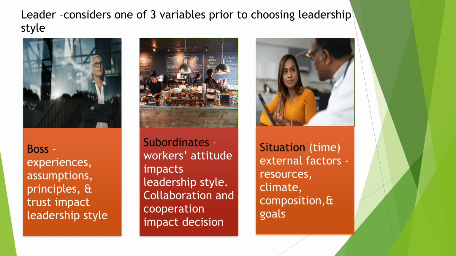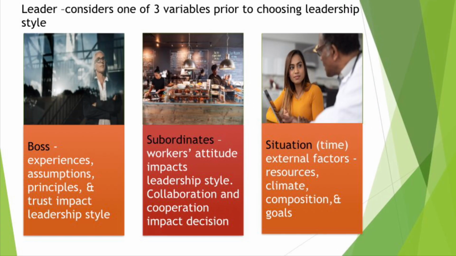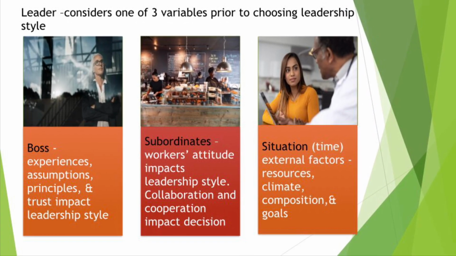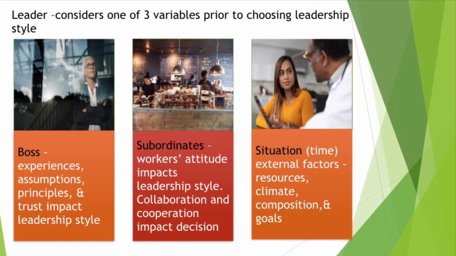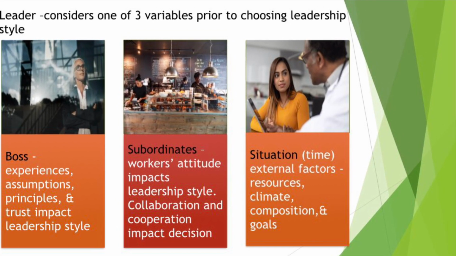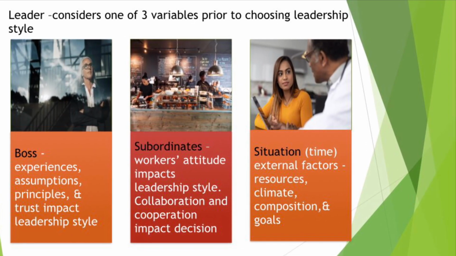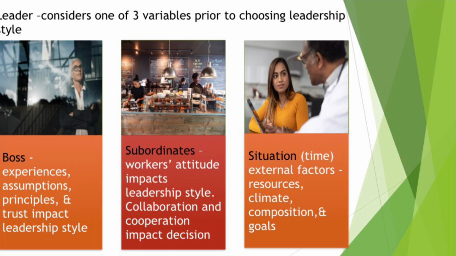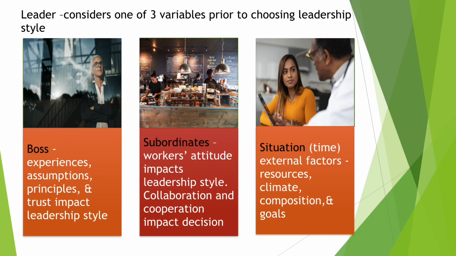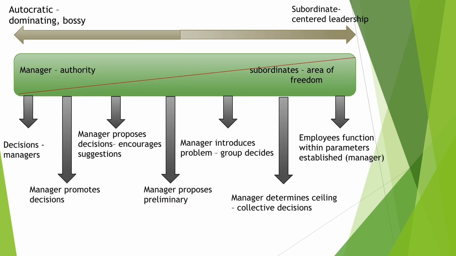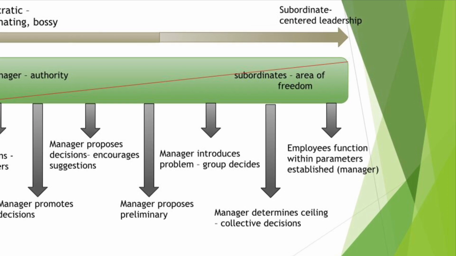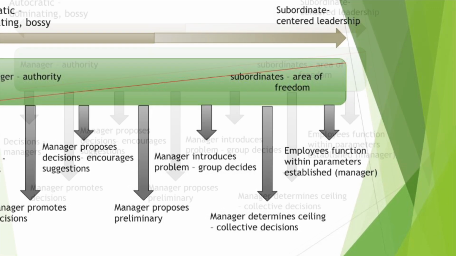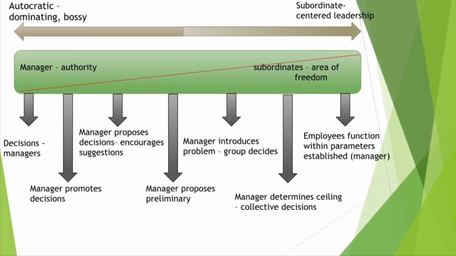The leaders consider one of three variables prior to choosing their leadership style: the boss, the subordinates, or the situation. With the boss, experience, assumptions, principles, and trust impact the leadership style. The subordinate deals with the workers' attitude, whereas the situation talks about the external factors and resources. This leadership is projected on a continuum, and that is why it's called the continuum leadership theory. It goes from being autocratic to being subordinate-centered leadership.